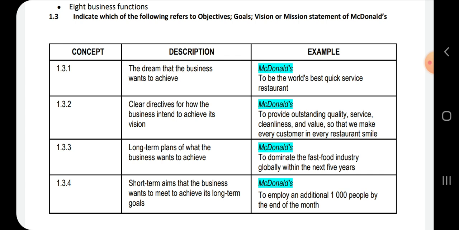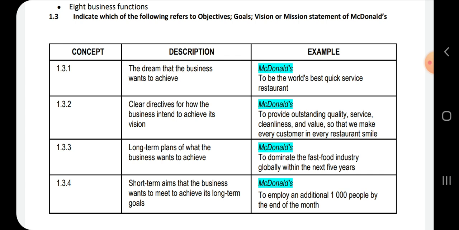And then 1.3.3 says long-term plans of what the business wants to achieve. When we say long term, it is plans beyond 12 months. So it has a time frame. It says, for example, to dominate the fast food industry globally within the next 5 years. So it has 5 years, it has a time frame, it is a goal.